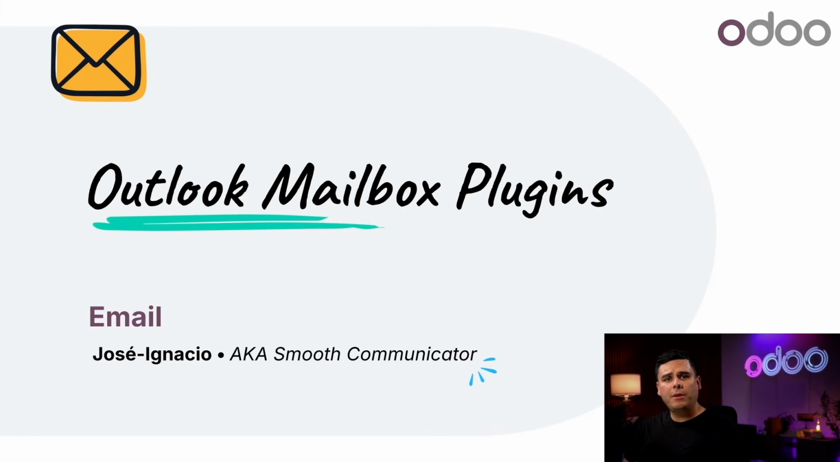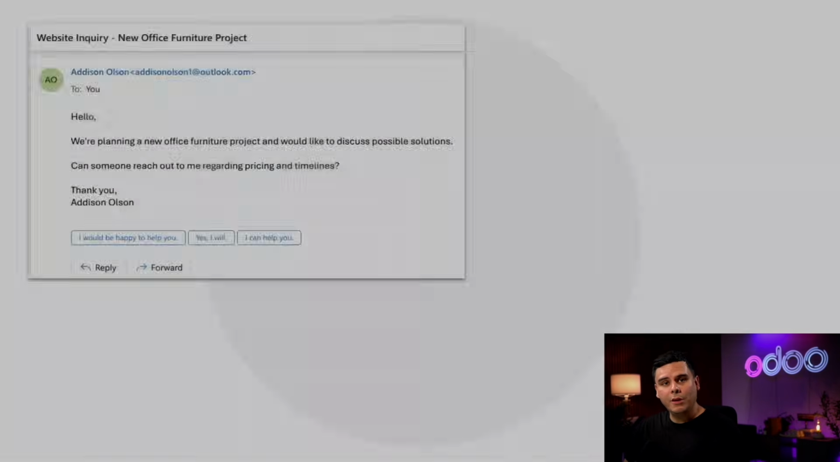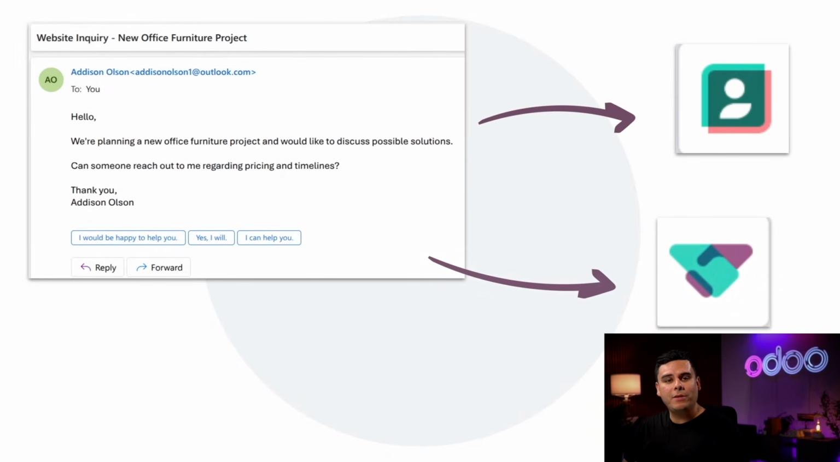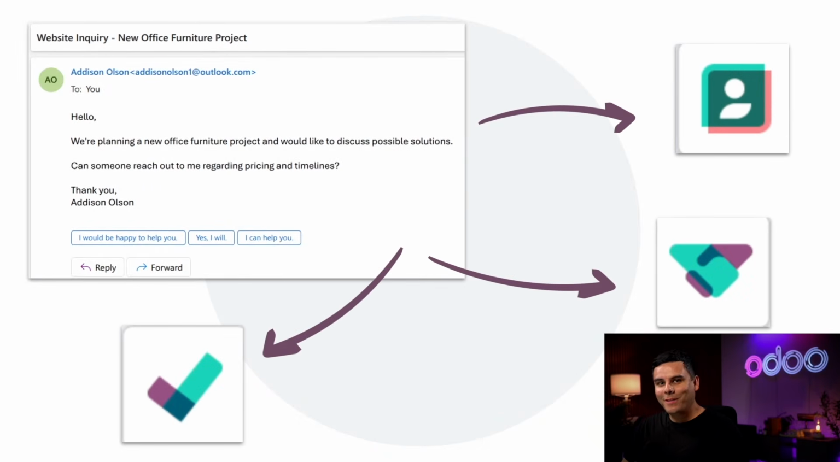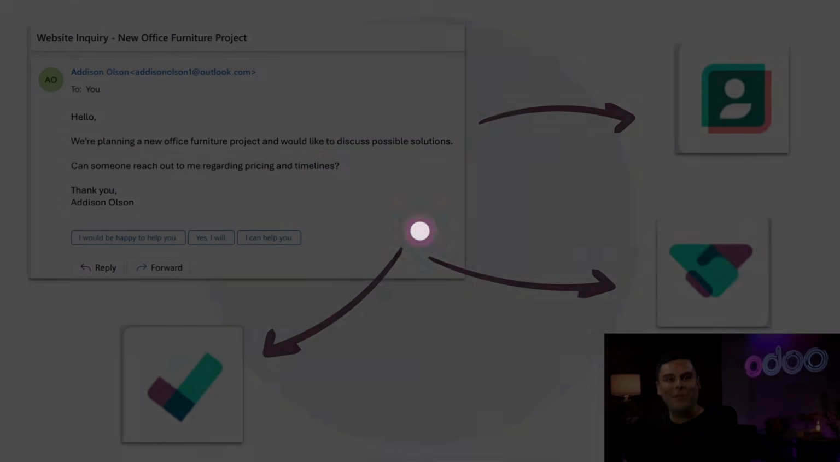I do most of my communicating from the comfort of my email inbox, but jumping back and forth between an inbox and CRM can be a bit of a headache. But with Odoo, users can directly link email information to their database. Not only that, but Odoo Mailbox plugins allow users to instantly create contacts, opportunities, tasks, and even more directly from their inbox. So let's dive into our database to see how easy it is to set up and use Mailbox plugins, specifically the Outlook plugin with Odoo.